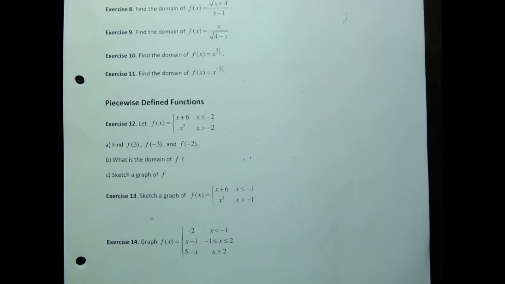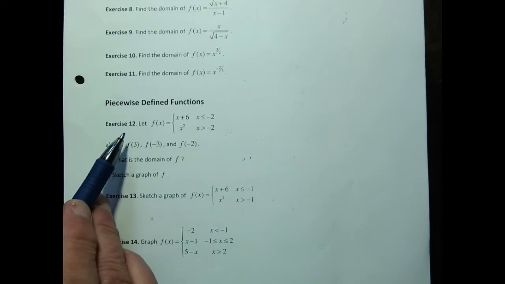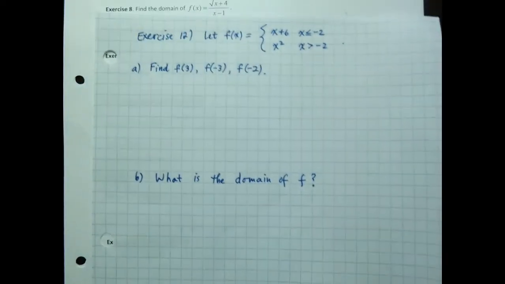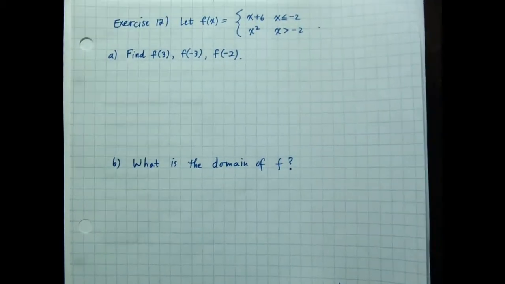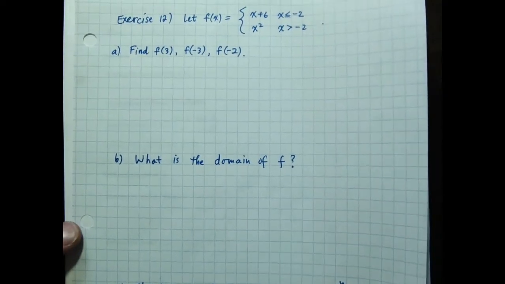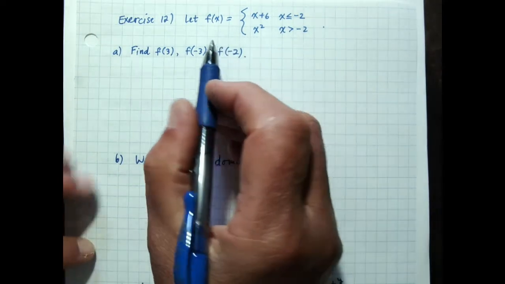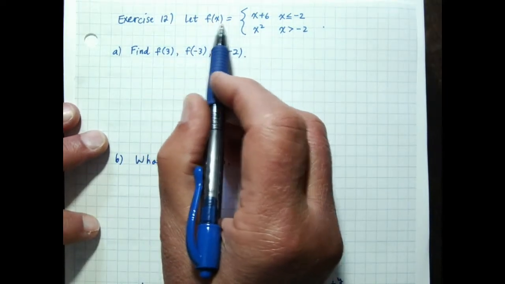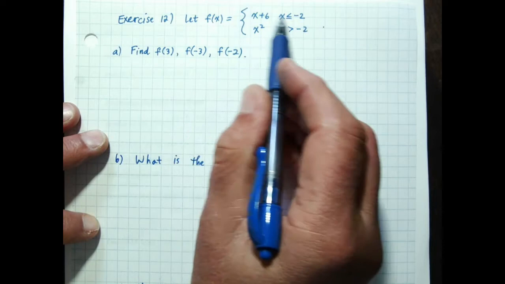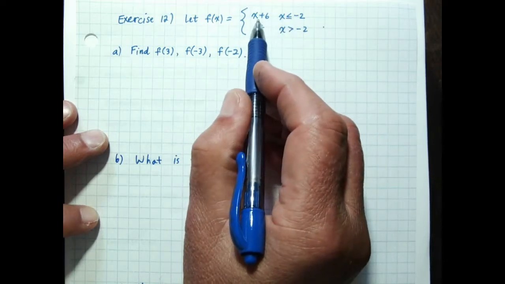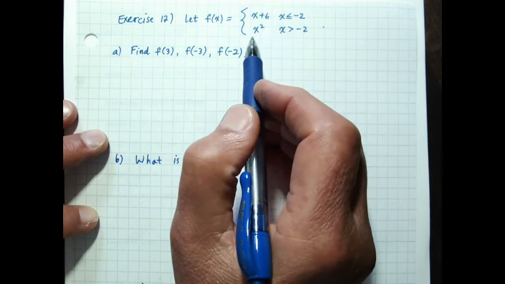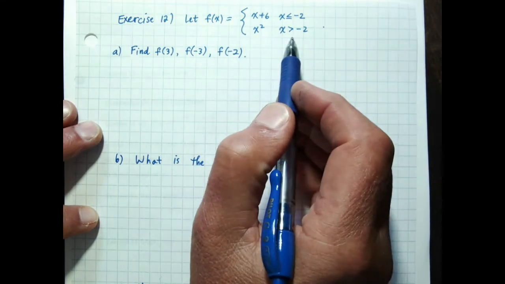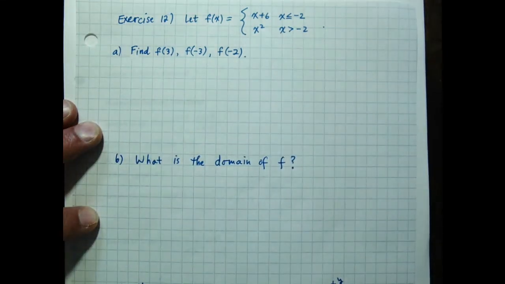So we're going to go right ahead and start exercise 12 here on our handout that I've transcribed onto a sheet of graph paper. So here it is. And so we're looking at this new kind of notation. f of x equals brace, and then there's two lines. x plus 6, x less than or equal to negative 2; x squared, x greater than negative 2. So the first thing we want to do is learn how to read this notation.